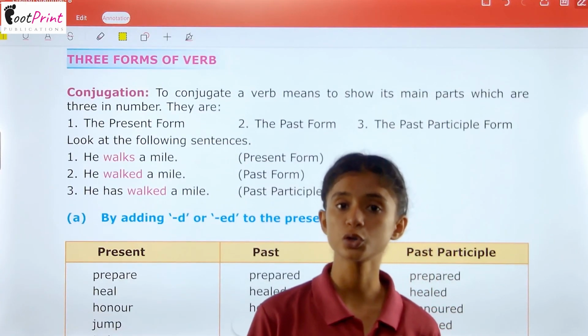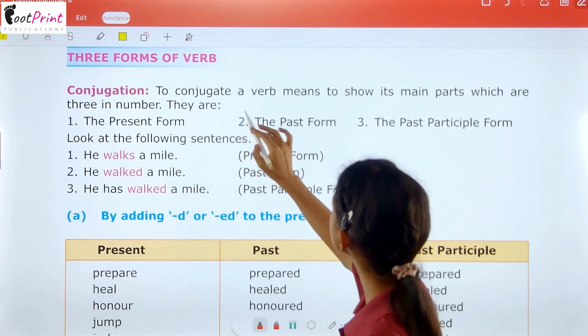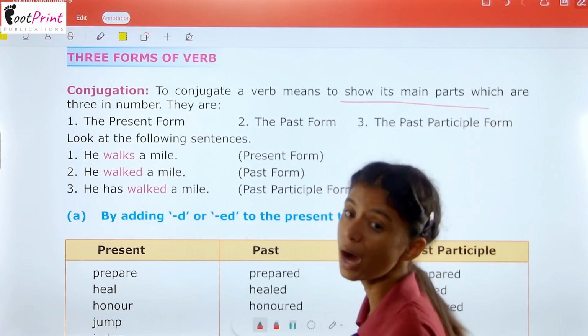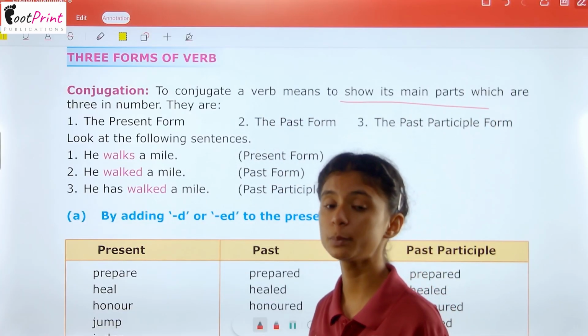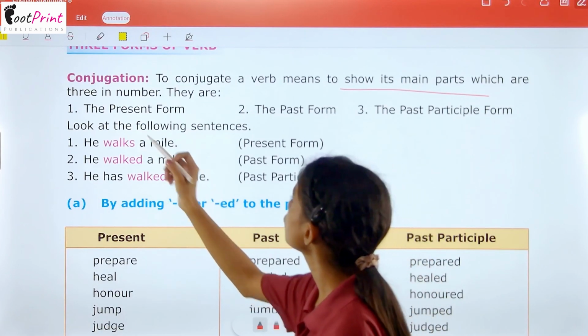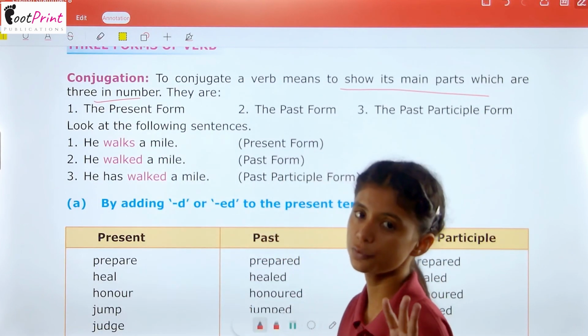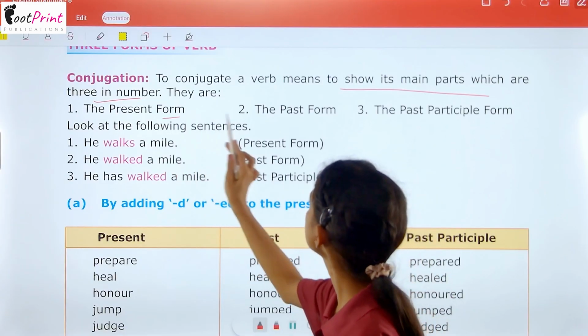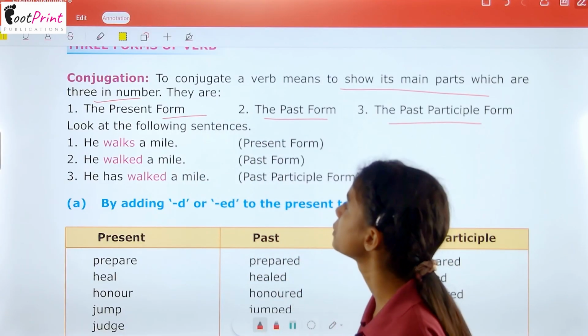Now, we have 3 forms of verb. Let's see how we conjugate these verbs. To conjugate a verb means to show its main parts. When we show the main parts of a verb, we call it its conjugation, which are 3 in number. So, there are 3 types of conjugation. They are the present form, the past form and the past participle form.